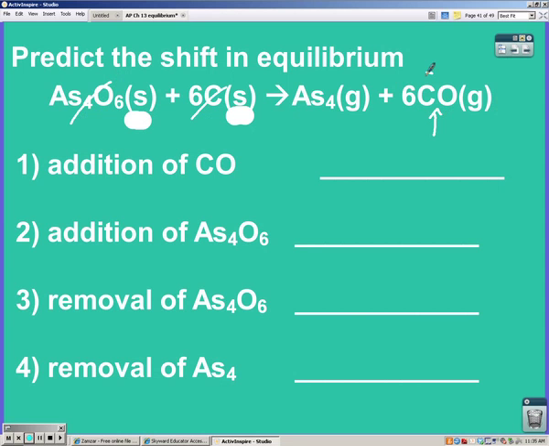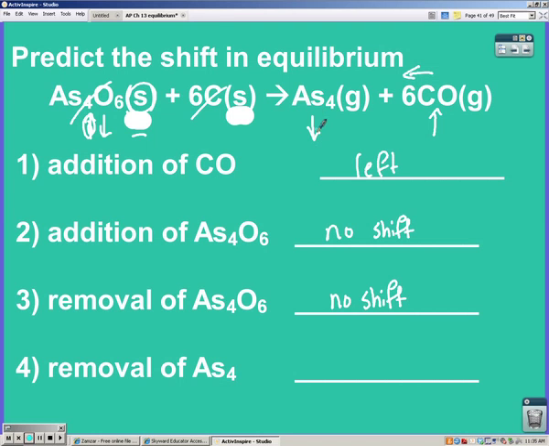So if I add carbon monoxide, in order to reduce that change, I'm going to have the reaction use that carbon monoxide up by shifting to the left. So when I add something, I want to get rid of it. If I'm adding As4O6, it's a solid, which isn't part of the equilibrium expression. So there's no shift with that. As well as if I remove it, again, it's not part of the equilibrium expression, so there's no shift.